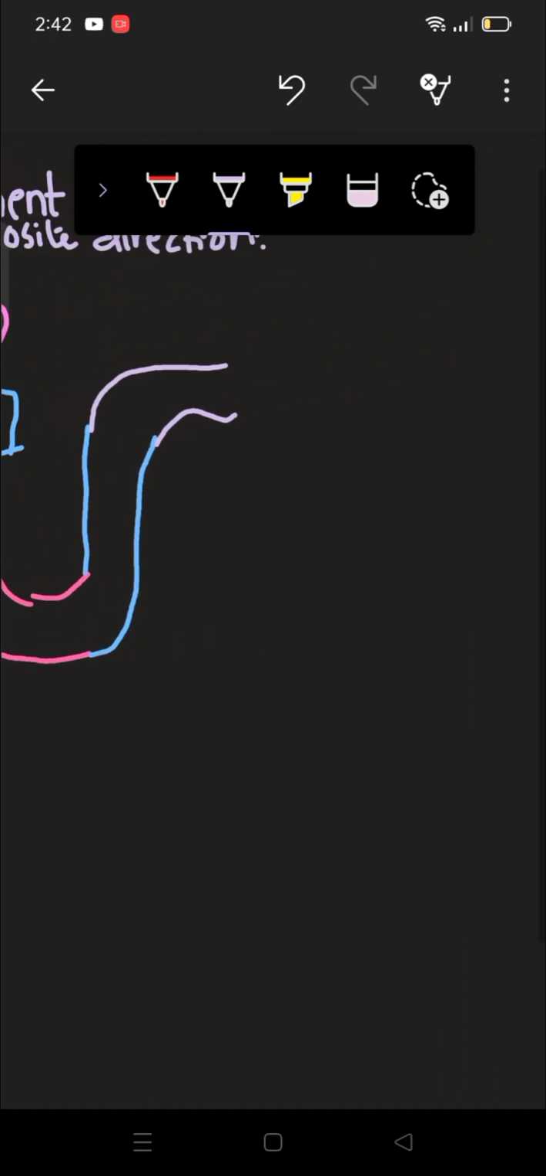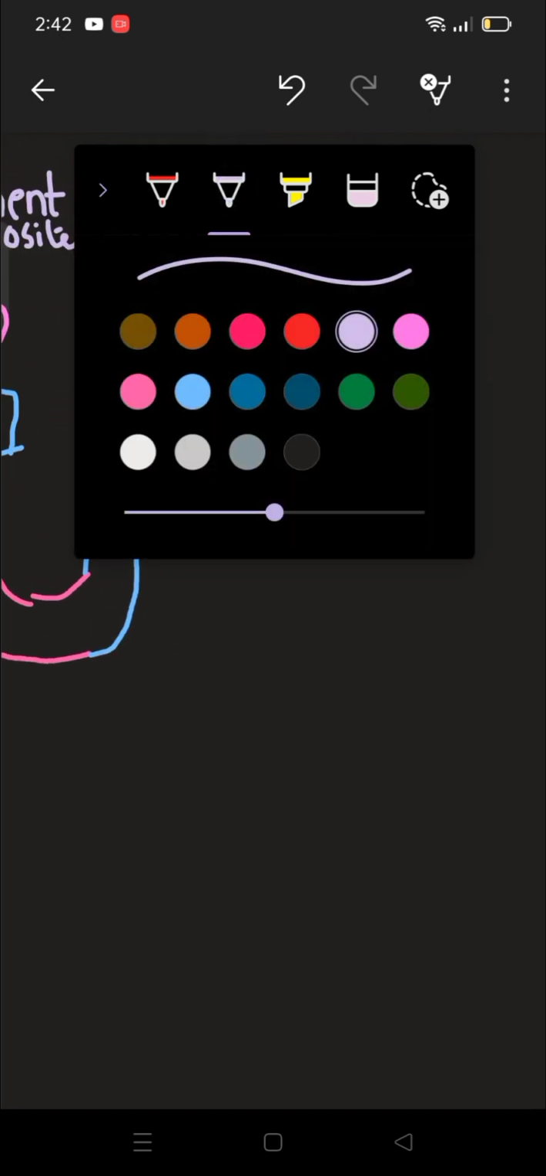Here we have the loop of Henle, which is the descending loop of Henle. Here we have the ascending loop of Henle, and here ultimately what do we have? We have DCT, and here we have collecting duct.